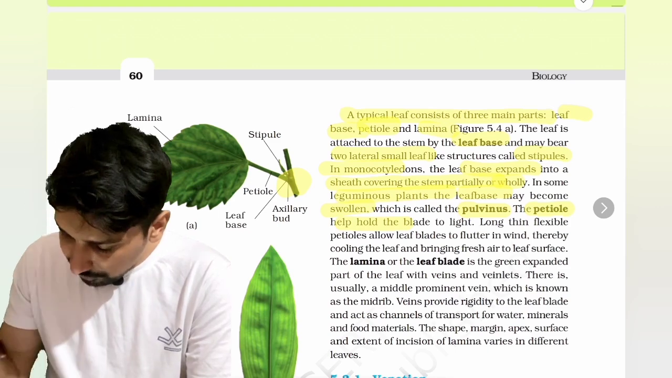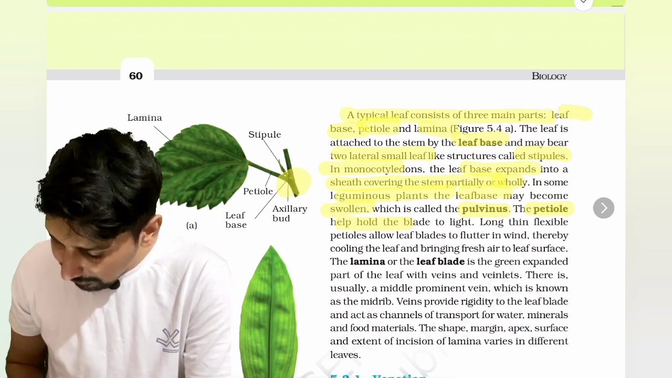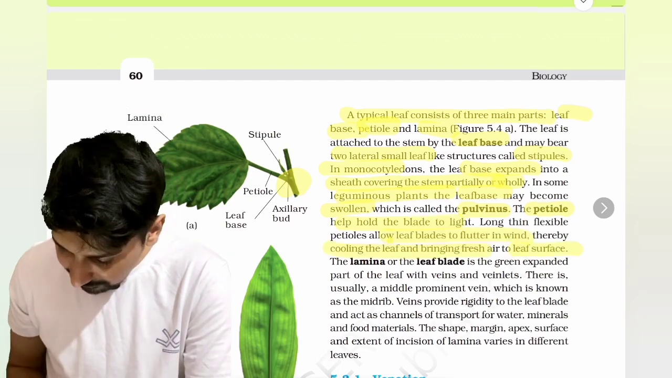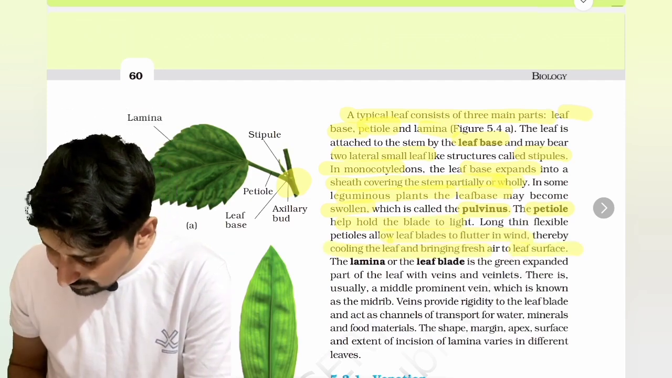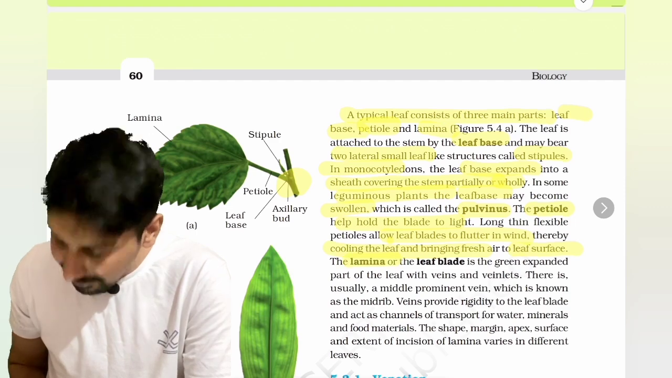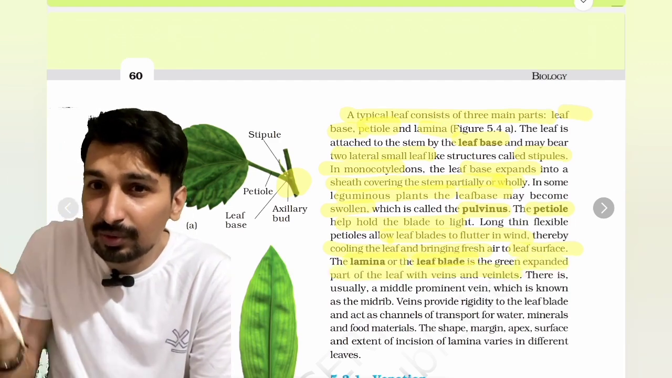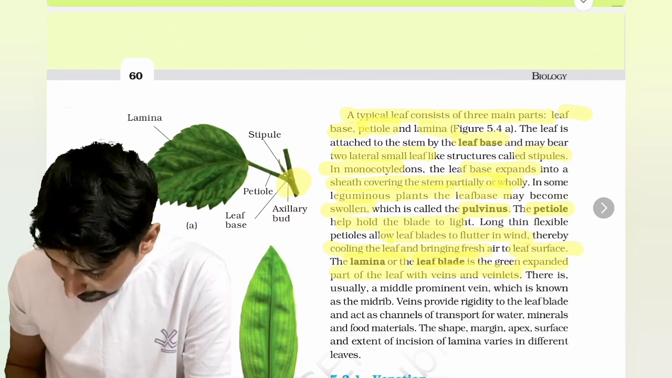Petioles allow the leaf blade to flutter in the wind, thereby cooling the leaf and bringing fresh air to the leaf surface. The lamina, or the leaf blade, is the green expanded part of the leaf with veins and veinlets. It has main veins, and from the veins you have small veinlets coming out.